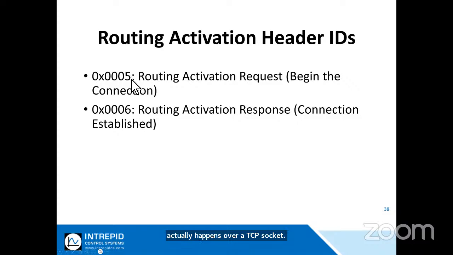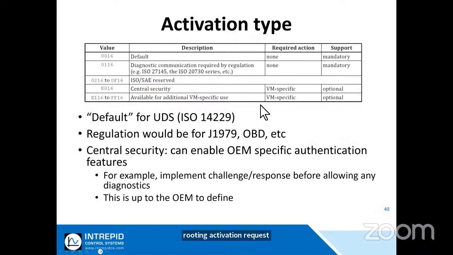So we would send a hex 5. That's going to be the routing activation request. We get the response back on a hex 6. And let me jump ahead to the table. This little table here actually has the keys to some of these questions. Give me a second, I'll get to the other one.